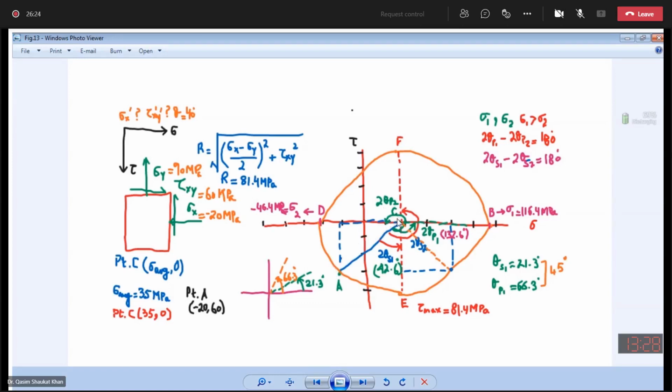So after marking the center point C of the Mohr circle and the reference point A, connect C to A. Connect C to A, and you will get the radius of your Mohr circle. Radius of the Mohr circle. How many of you have done this up till this point?